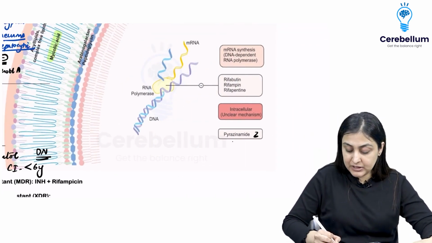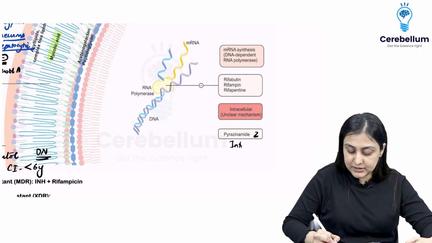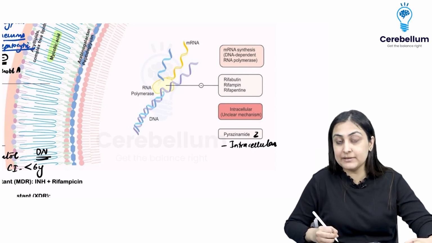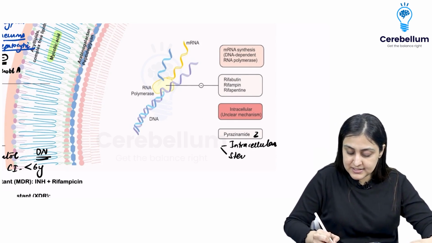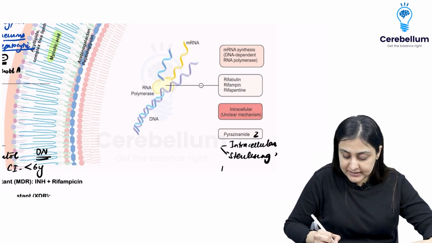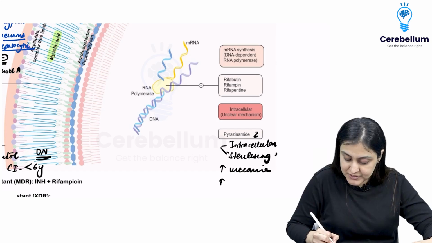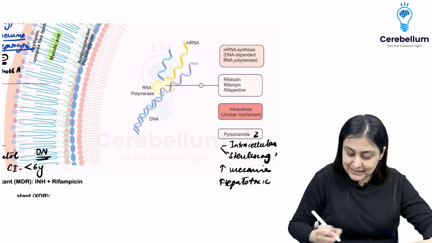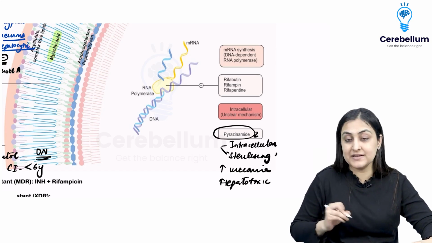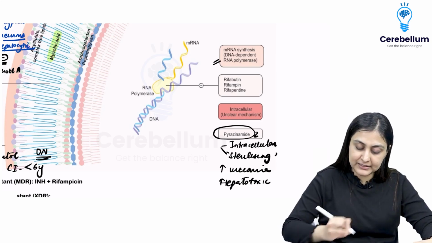Then we have pyrazinamide, drug Z. Z, remember, is the only drug which has intracellular action, meaning it kills the mycobacterium within the cells. So it has a sterilizing action. That is what is known as a sterilizing action. But it has very bad effects. It causes hyperuricemia. It also causes hepatotoxicity. So it's a hepatotoxic drug with hyperuricemia. So this is pyrazinamide.